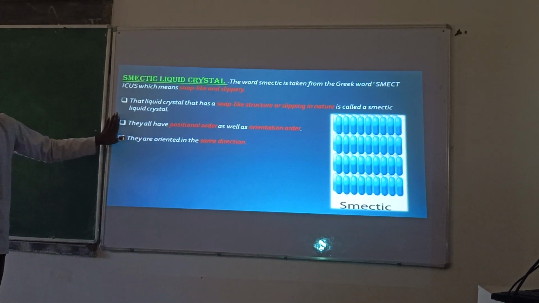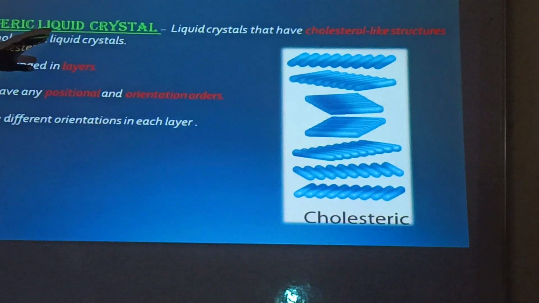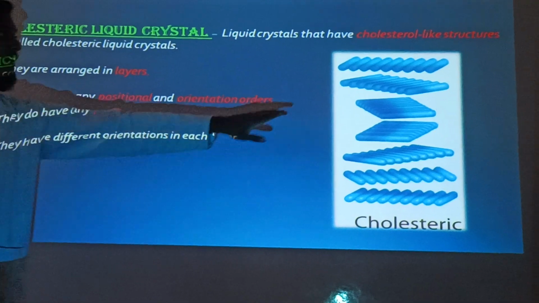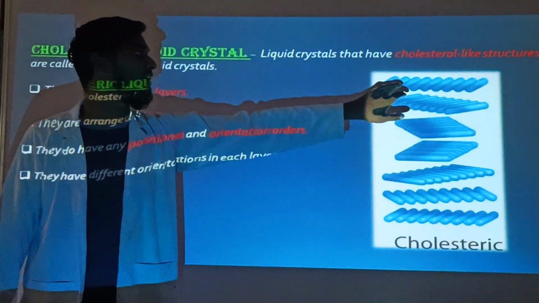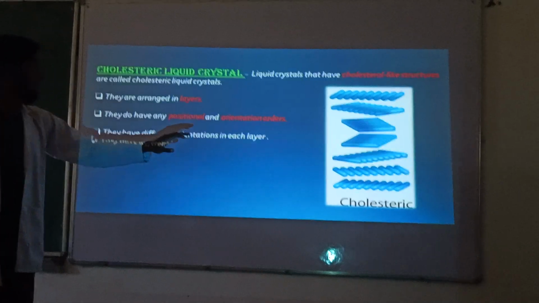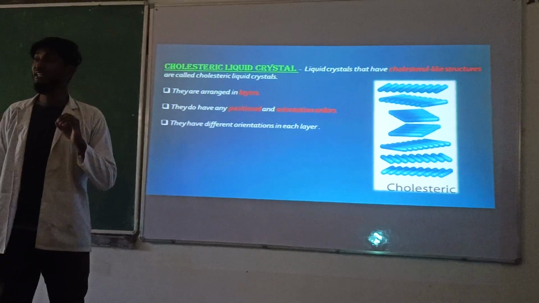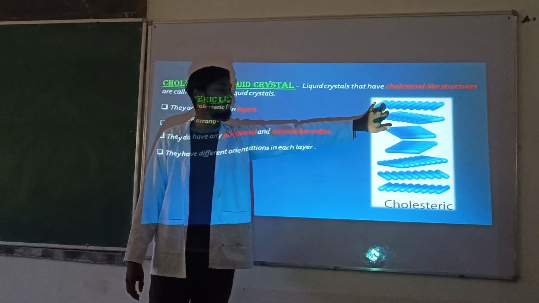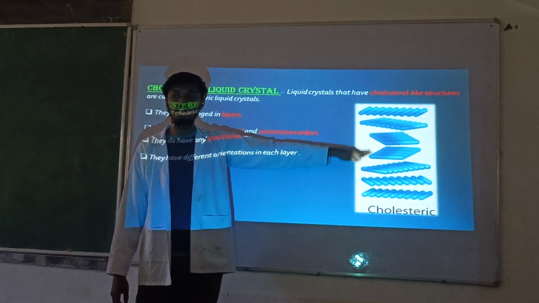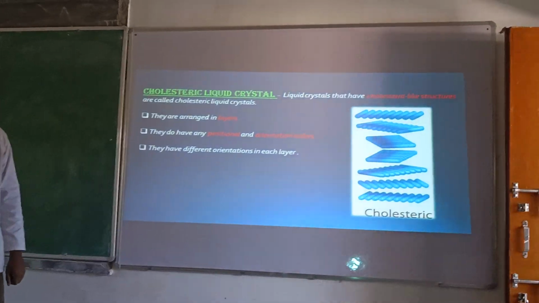This is the second one, and the third one is the cholesteric liquid crystal. Liquid crystals that have a cholesterol-like structure will have a layer-like structure. Each layer is different and they are arranged in a layered form. They have a different orientation in each layer. We can see this layer has a different orientation, and all the layers have a different orientation. Next slide.